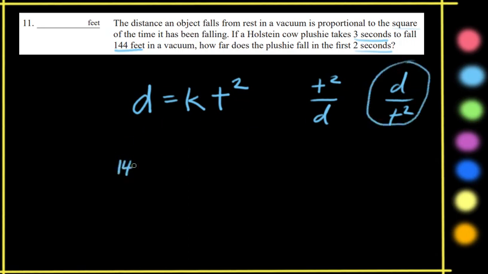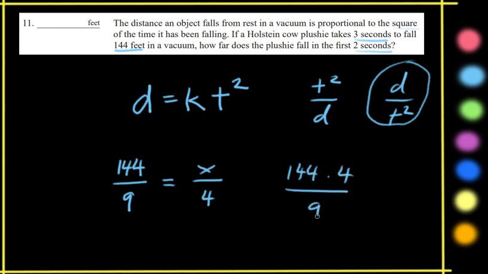So we've got 144 is the distance, divided by time squared, which is 9, because we've got 3 seconds for the 144. And then they want to know how far, so that's our x. How far does it fall in the first 2 seconds? 2 squared is 4. So it's just a matter of solving this equation for x, which is going to be 144 times 4 divided by 9. And the 9, this is 12 squared, so the 3's and the 12's will cancel. We'll just have 4 squared here. So 4 cubed is going to be our answer. 4 cubed is 64. So our answer is 64 feet on that one.